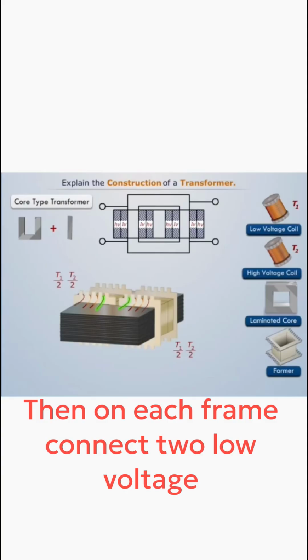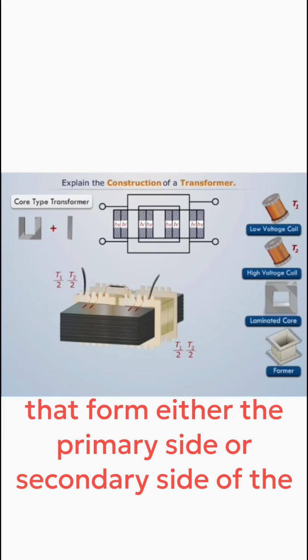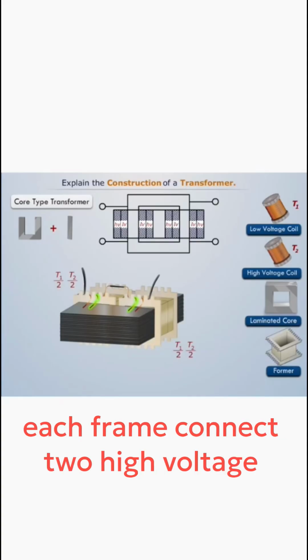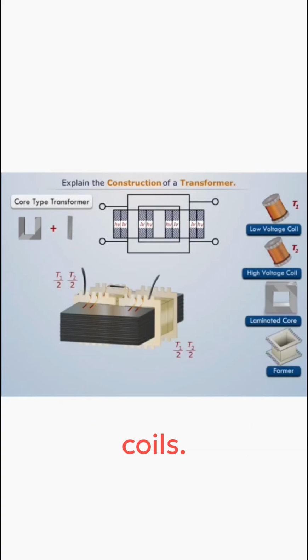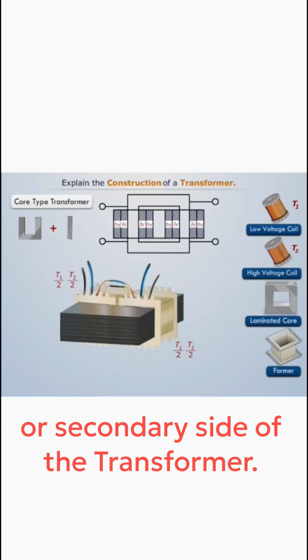Then on each frame connect 2 low voltage coils in series, leaving the 2 terminals that form either the primary side or secondary side of the transformer. Similarly, on each frame connect 2 high voltage coils in series, leaving the 2 terminals that form either the primary side or secondary side of the transformer.